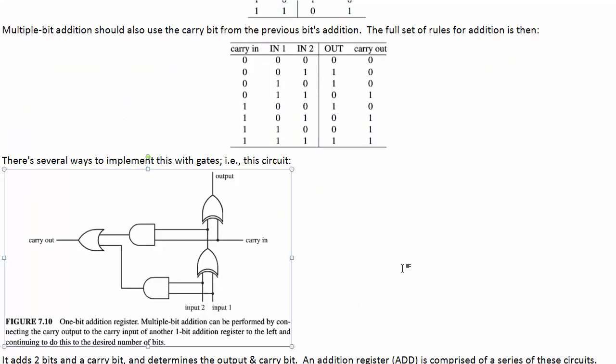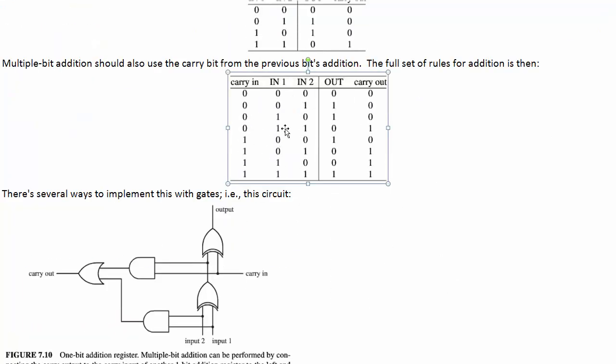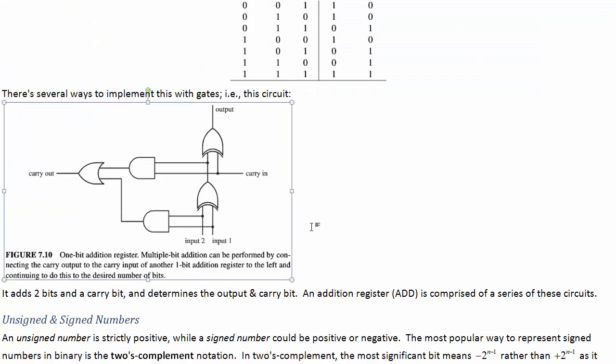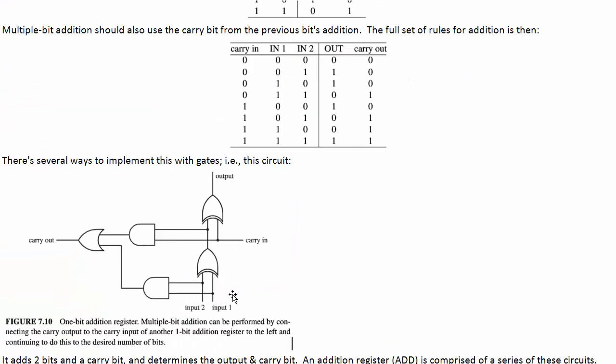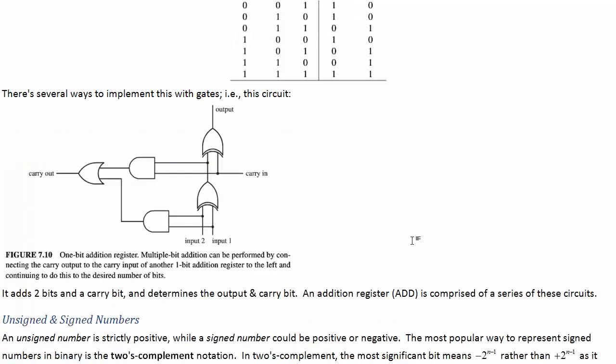How could we implement this? Well, here's a way to do it with gates. We've got some exclusive ORs here, some AND gates and an OR gate, and then this does exactly the addition that we're looking at. This is not the only way to implement addition with gates. It's just one way that you can trace and see that it works. Okay, so give that a shot.